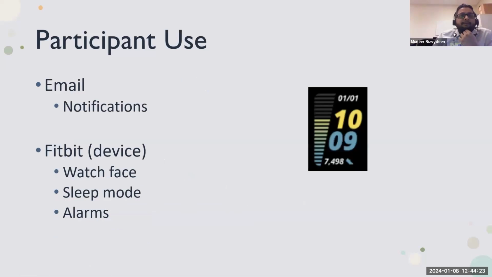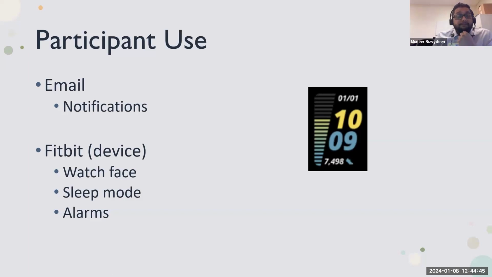So we already talked about the email notifications. Everything else is turned off for email notifications. And we do set a consistent watch face, which is the default watch face, and it looks just like this. And these are settings on the app, on the device itself.